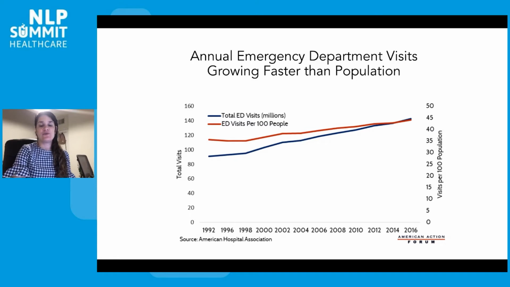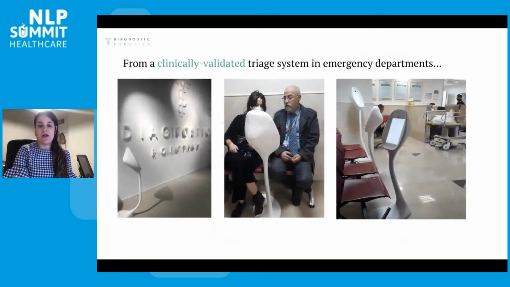And a research was conducted and found that the annual emergency department visits are growing faster than the population itself. Here you can see the growing of the population in the red line, and the annual growing of the emergency visits in the department of the emergency is growing faster. All these reasons led the company to build AI solutions in the emergency room.